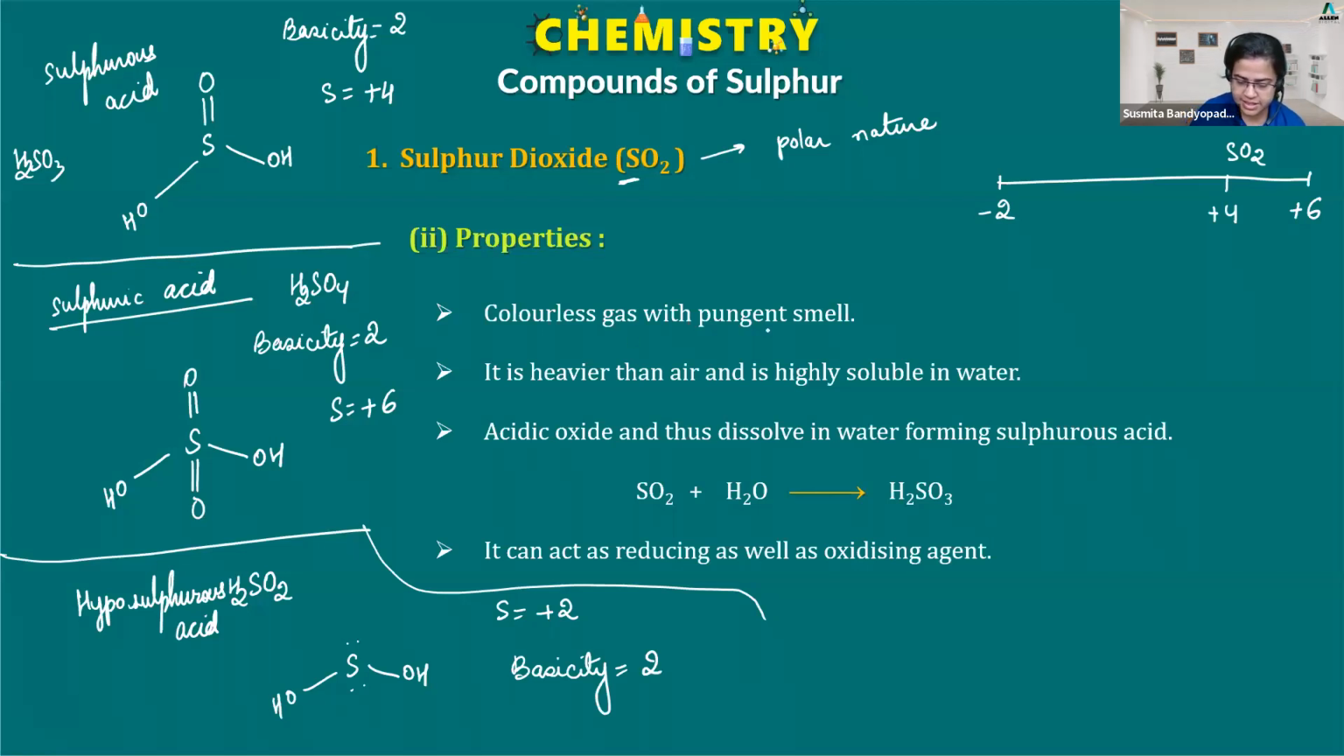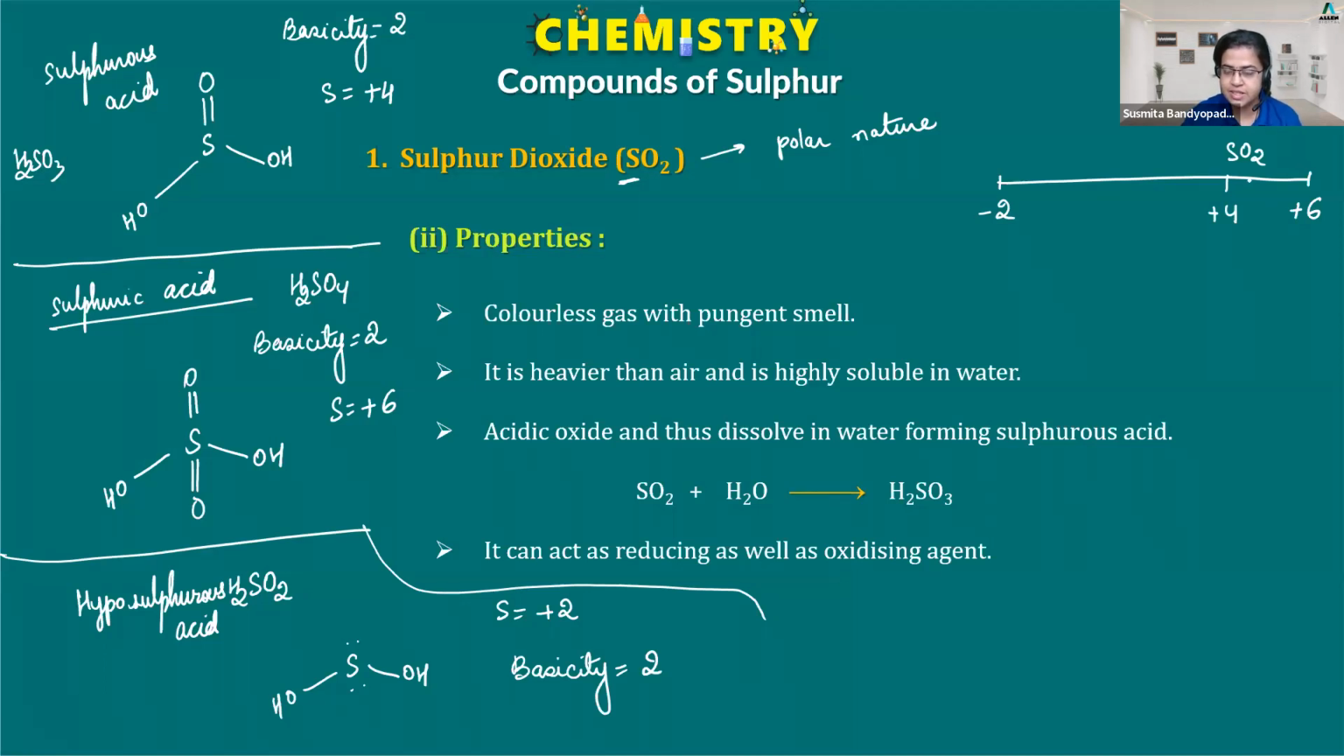Okay. So, a colorless gas with a pungent odor. It's polar, so highly soluble in water. Its vapor density is greater than that of air. It's an acidic oxide; non-metals generally form acidic oxides, except those exceptions we just now discussed. So it will dissolve in water to form sulfurous acid.